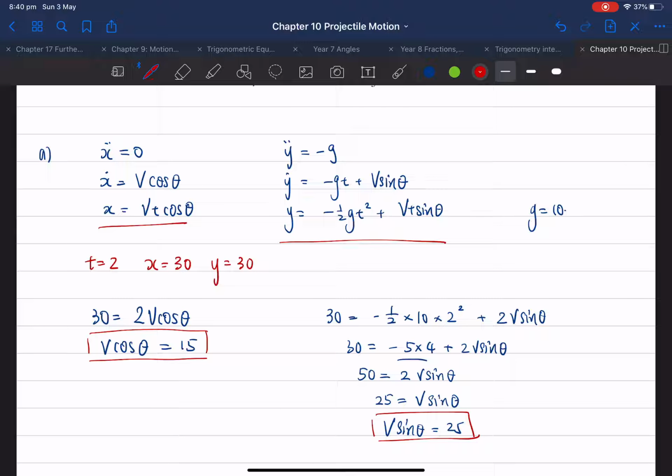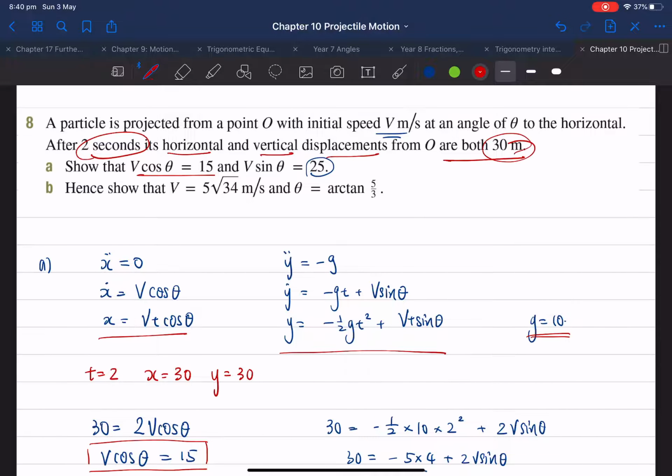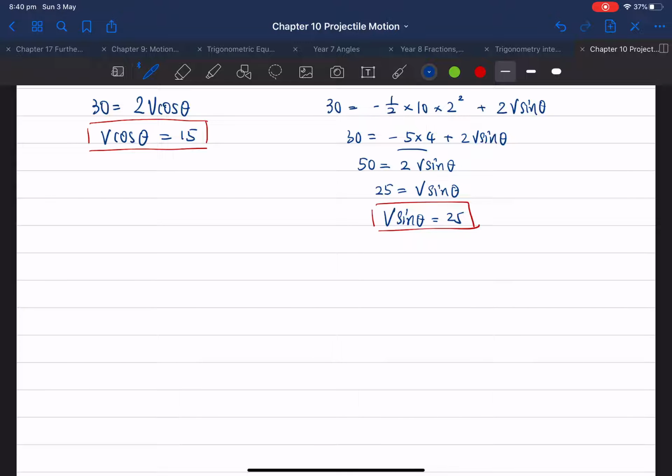Okay. Again, they didn't tell you the value of G. They just assumed that you know G is equal to 10, which is not a really good question there. Usually the question would tell you. But anyway. Hence, show that V is equal to this amount, and theta equals that. So that becomes the previous question. Just find the initial velocity and the angle.